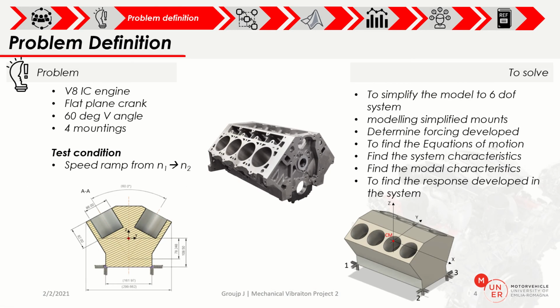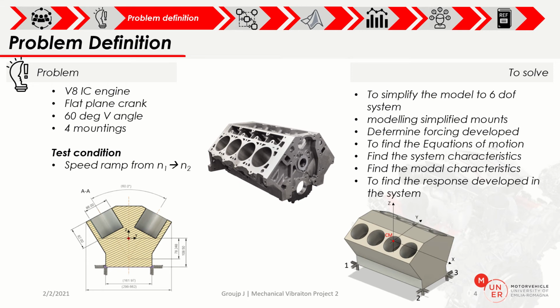The aim of this project is to study the vibration and the force that is being transmitted by a V8 internal combustion engine with a flat plane crank, 60 degrees V angle, mounted on the vehicle chassis through 4 mounting points. To do this, the powertrain is considered as a 6 degrees of freedom system with 4 mounting points, modeled as a set of 3 springs and dampers which are sensitive only to axial load and positioned at each corner of the base of the block, which connect the engine to the chassis.